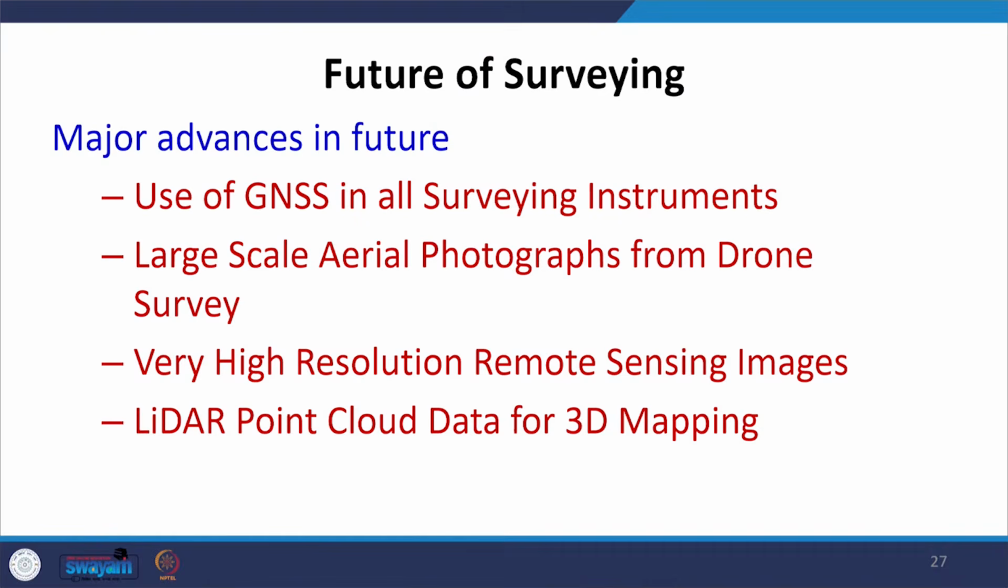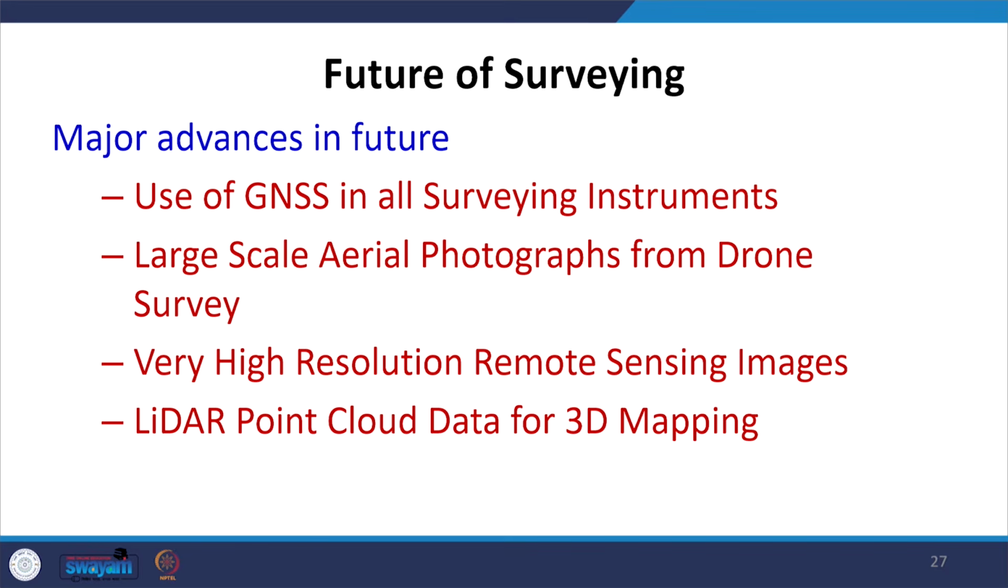Now, if you look at the future of surveying, what is the future of surveying? These are some of the advances in the future. We will completely replace all those old methods with the GNSS or GPS, which has been introduced in almost all surveying equipment, and the advantage of this is that we directly get the three-dimensional coordinates, which is the basic requirement to prepare a map or create a three-dimensional model, or if we have to carry out analysis in the GIS environment, then we can directly use this data.